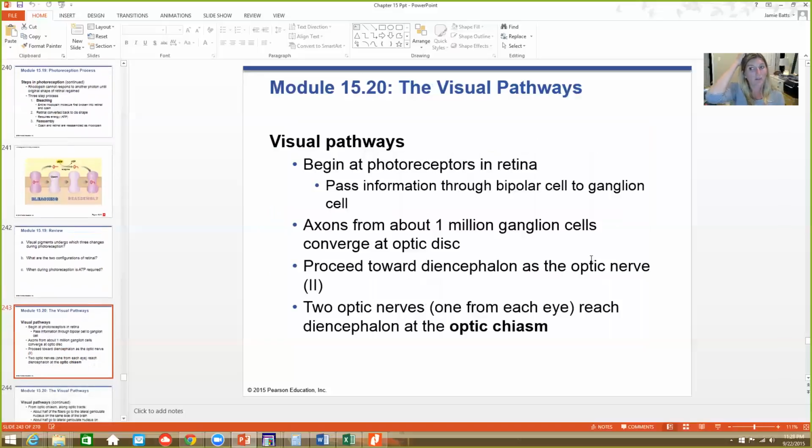So let's talk about this visual pathway. Do I say that a lot? Let's talk about. I like to talk. Sorry, that's why I teach.